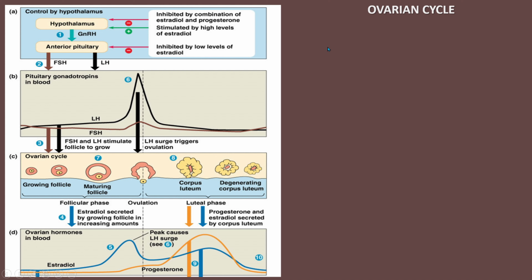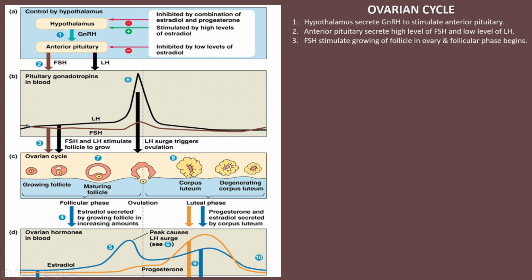So let's read one by one of the steps in ovarian cycle. Number 1, hypothalamus secretes GnRH to stimulate anterior pituitary gland. Number 2, anterior pituitary gland secretes high level of FSH and low level of LH. Number 3, FSH stimulates the growing of follicle in ovary.